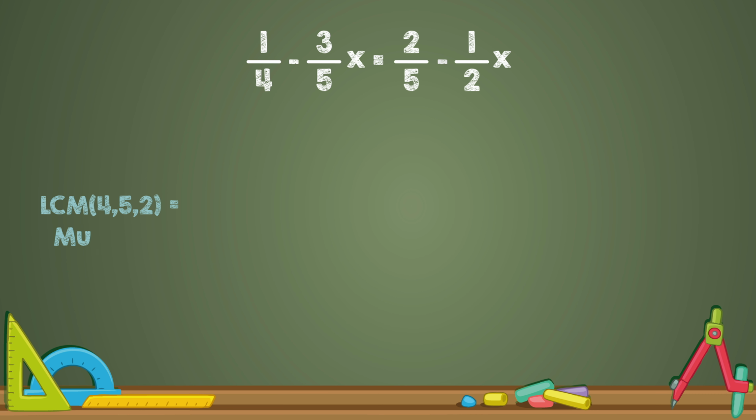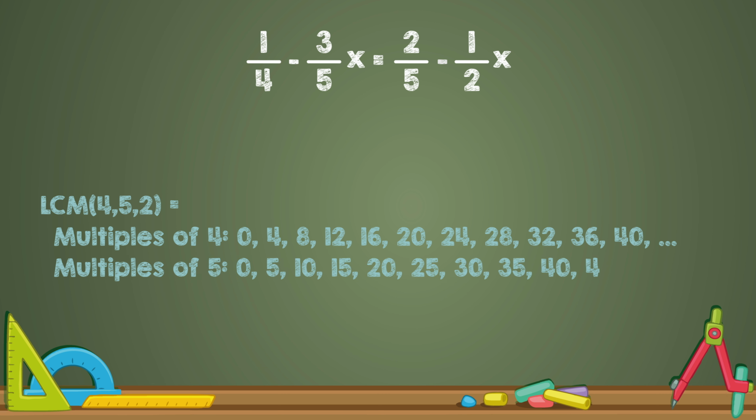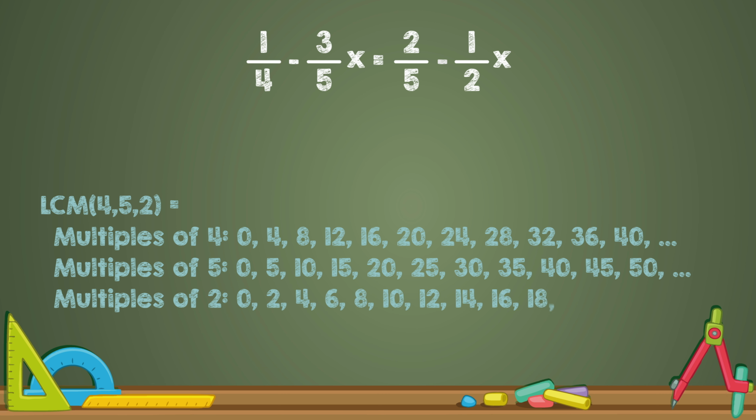I note the multiples of 4, namely 0, 4, 8, 12, 16, 20, 24, 28, 32, 36, 40, and so on. I also note the multiples of 5, namely 0, 5, 10, 15, 20, 25, 30, 35, 40, 45, 50, and so on. Finally, I also note the multiples of 2, namely 0, 2, 4, 6, 8, 10, 12, 14, 16, 18, 20, and so on. In this series we see that we only have the 0 and the 20 in common. So 20 is the least common multiple.